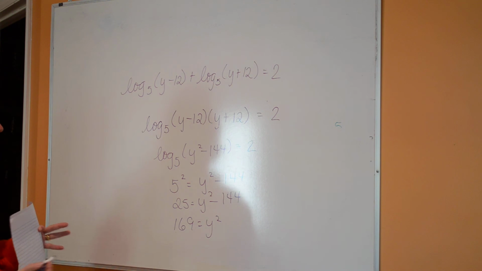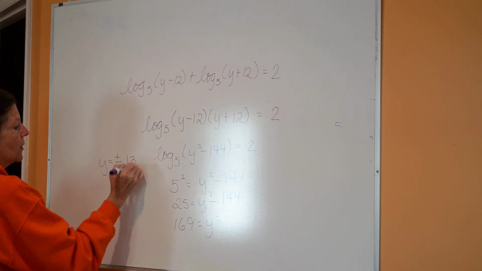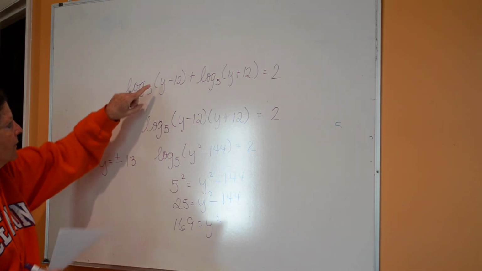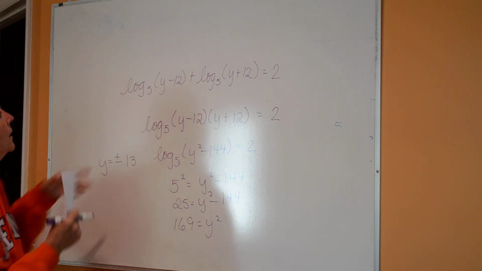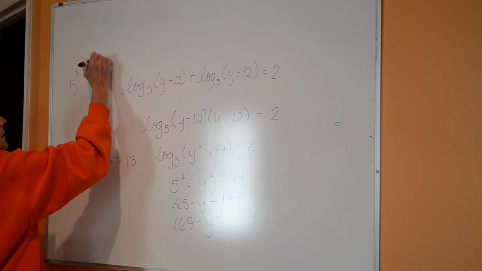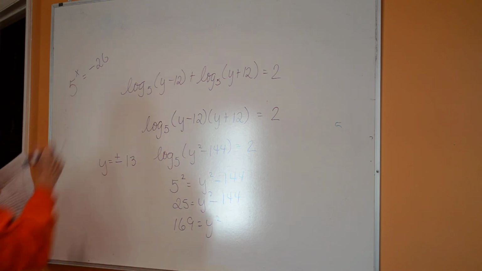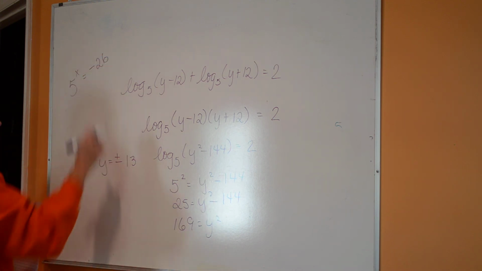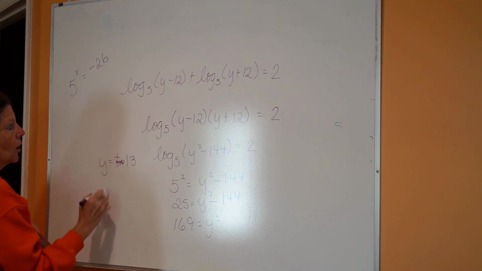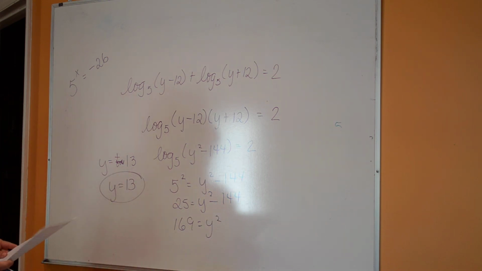When I take the square root of both sides, I find out that y is equal to plus or minus 13. Well, let's make sure that the minus 13 works. If I put a negative 13 there, then I'm going 5 to something power is going to give me a negative 26. Well, again, by an exponent, I cannot change a positive number into a negative number. So I find out that the negative doesn't work. So I'm left with y is equal to 13.